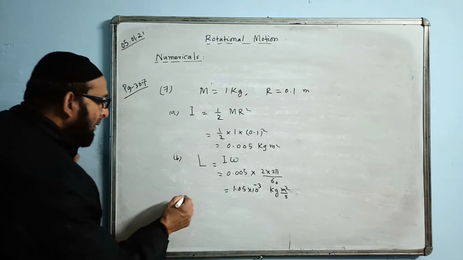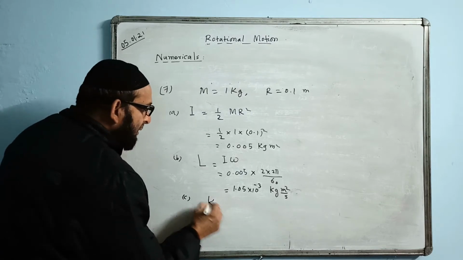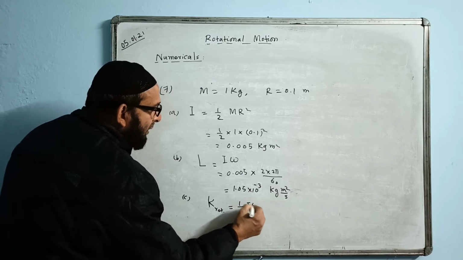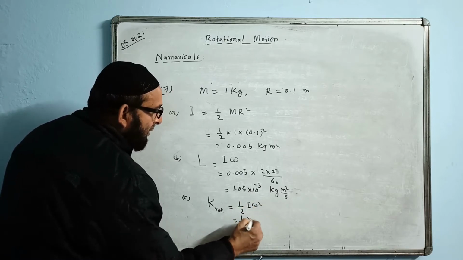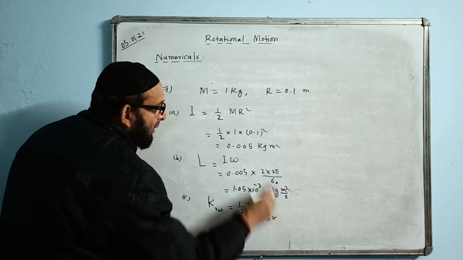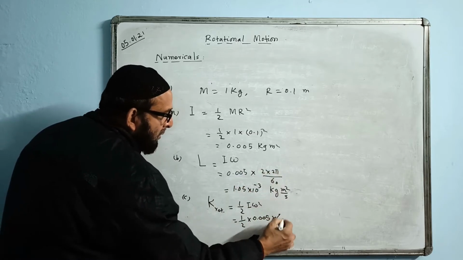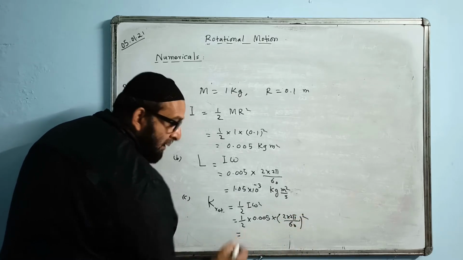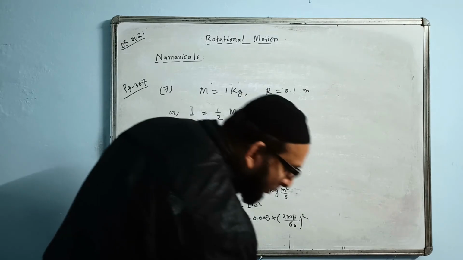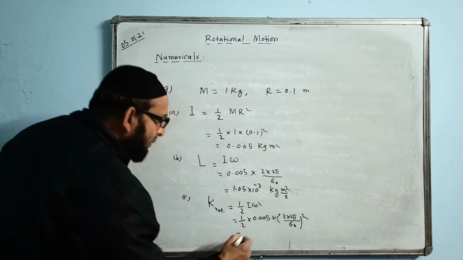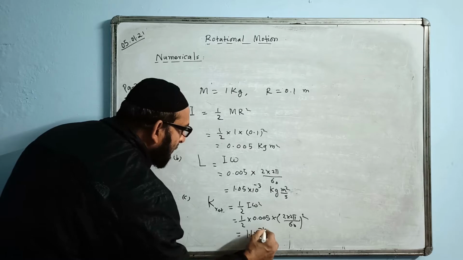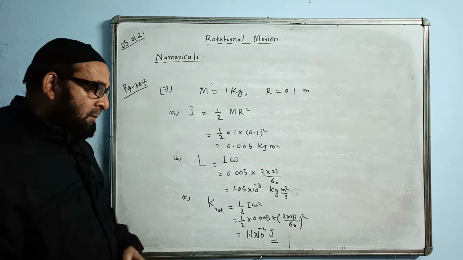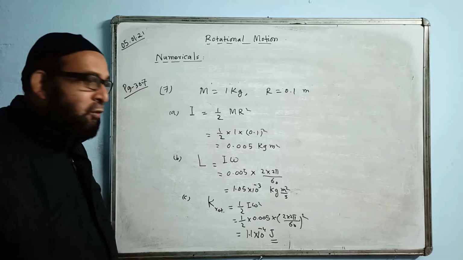And the C part, you have to find kinetic energy. Kinetic energy of rotation, that is K rot. Formula will be half I omega square. Half into I value is 0.005 and omega value is this much, 2 into 2 pi by 60 whole square, and calculate, the answer will come according to the book 1.1 into 10 to the power minus 4 joule. This is the answer. Okay. So this is done. Now next question.